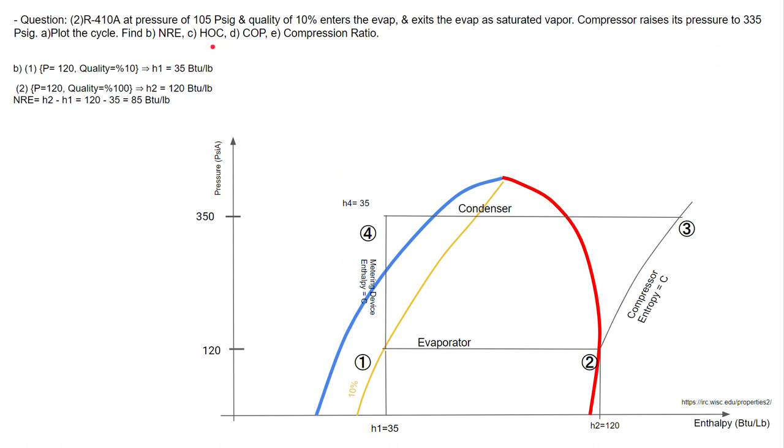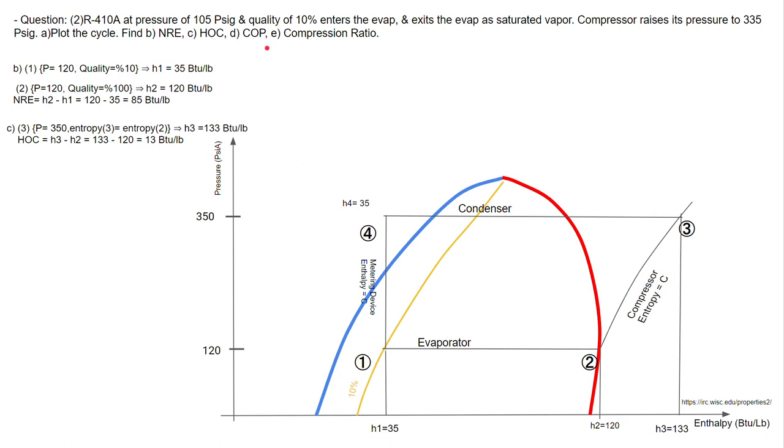The next part of the question is, what is HOC, or heat of compression? HOC is the difference between the enthalpy at point 3 minus the enthalpy at point 2, and the enthalpy at point 3 is 133. So 133 minus 120 is 13 BTU. So this is the heat that is added by the compressor.